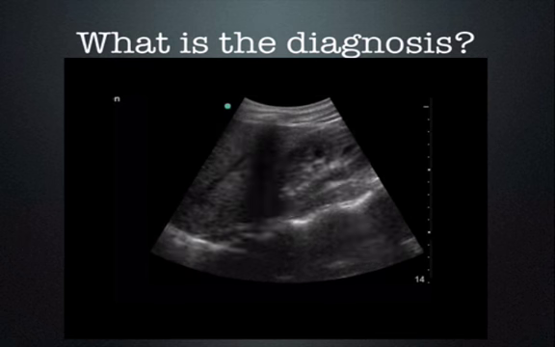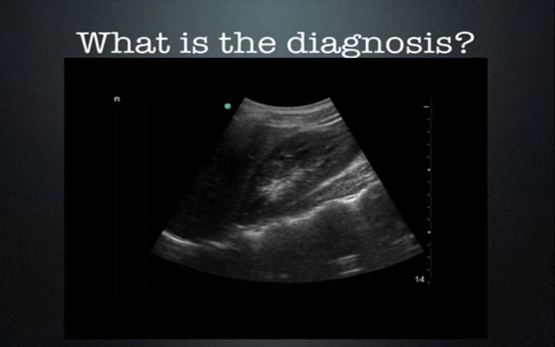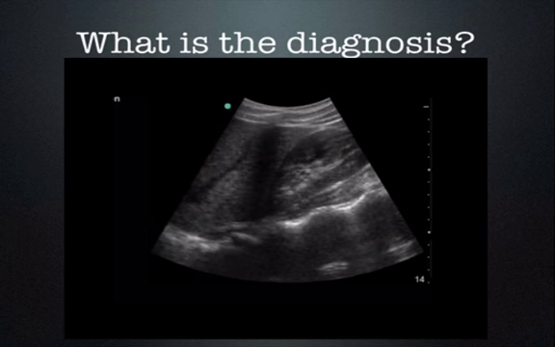So what's the diagnosis? Here we have the right upper quadrant view. We see the liver. We see the kidney. Is it positive or is it negative?